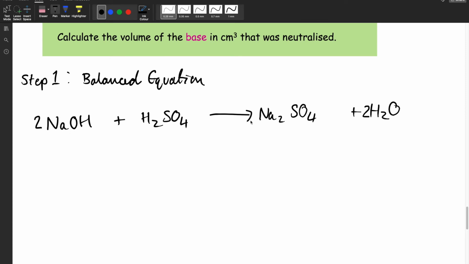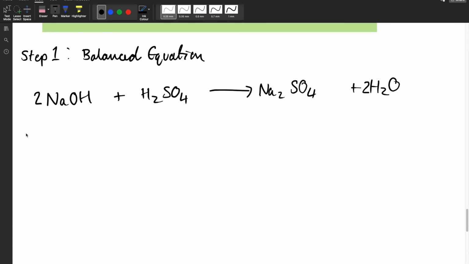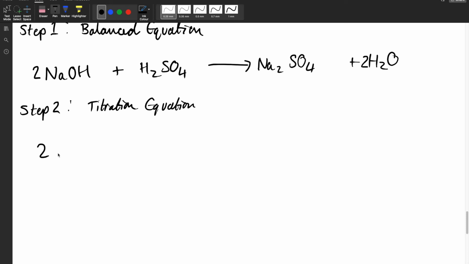So let's just check that it's balanced. We've got 2 sodiums, we've got 1, 2, 3, 4, 5 waters. No, we've not. We've got 6 waters on that side. We've got 1, 2, 3, 4 hydrogens. We've got 1, 2, 3, 4 hydrogens. We've got 1 and 1 for our sulfur. So our first step done. We've got a balanced equation. Our step 2 is now to use the titration equation with that. So let's rewrite our equation again and start doing the calculation.